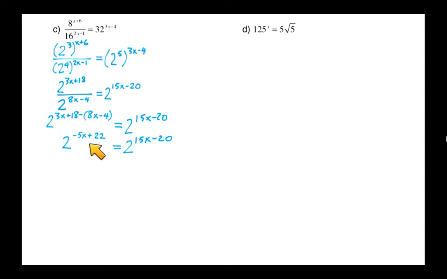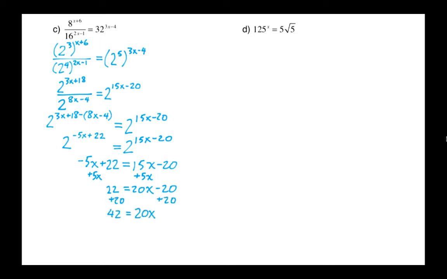And now at this point it does become obvious because we have the same base on both sides, so therefore the exponents must equate to each other. And this resultant equation is a linear equation, so I'm going to isolate the x. So I'm going to move all the x terms to one side, all the constant terms to the other side, and then divide both sides by the coefficient of the variable. So I'm going to add 5x to both sides. It gives me 20x on the left. And now I'm going to add 20 to both sides. It gives me 42 on the other side, on the left side.